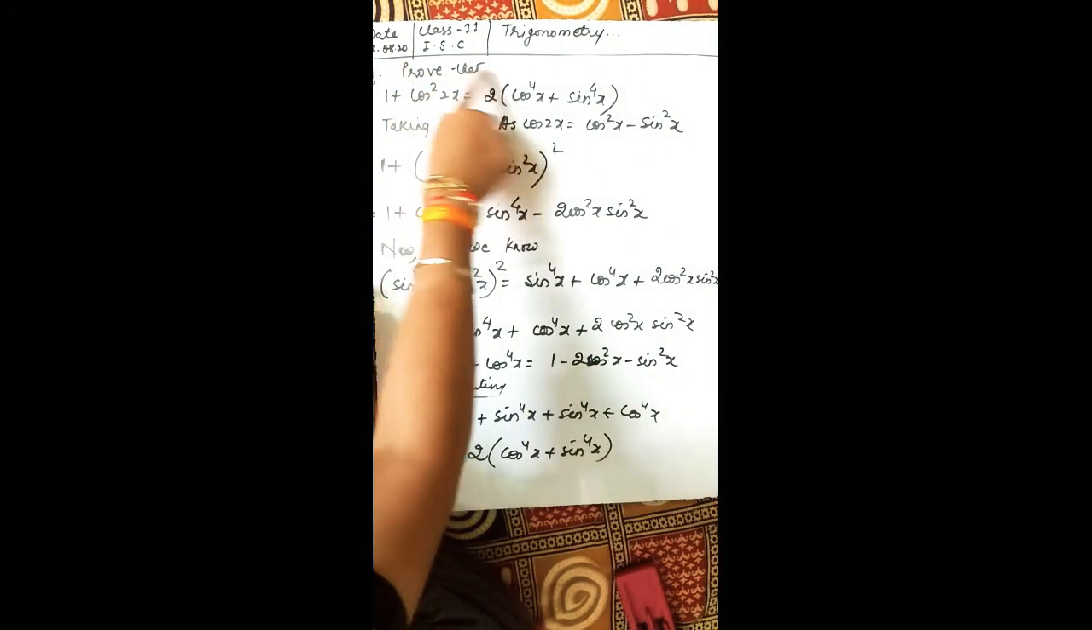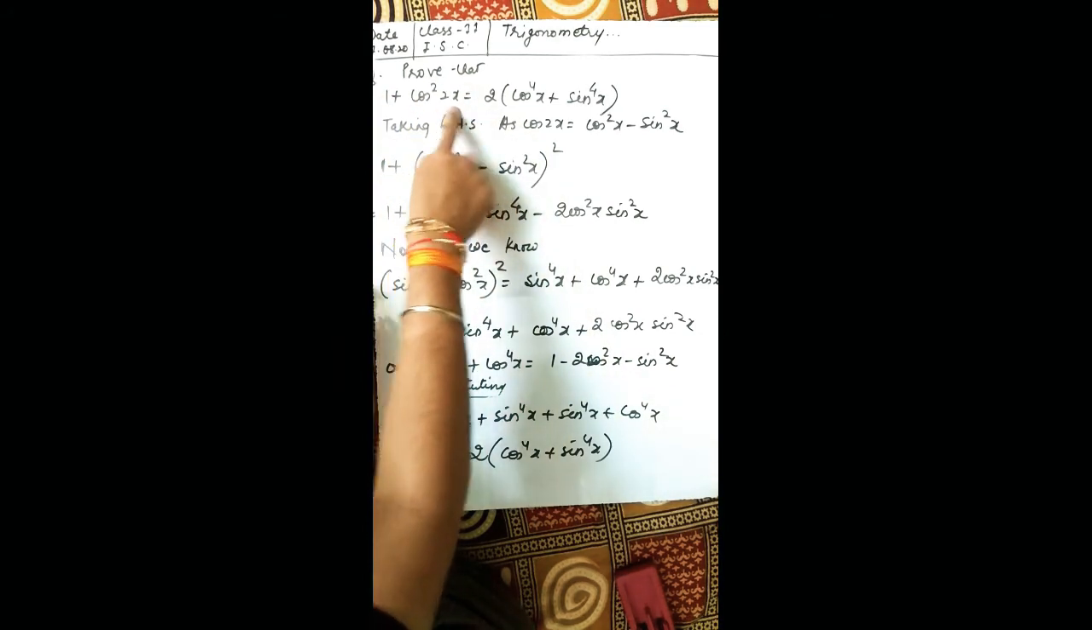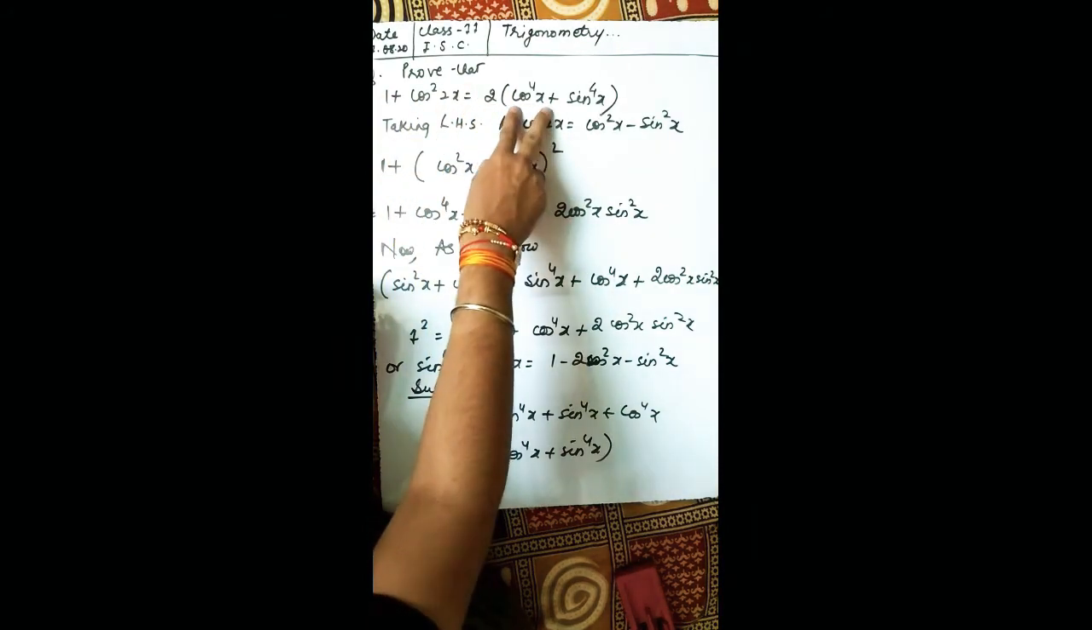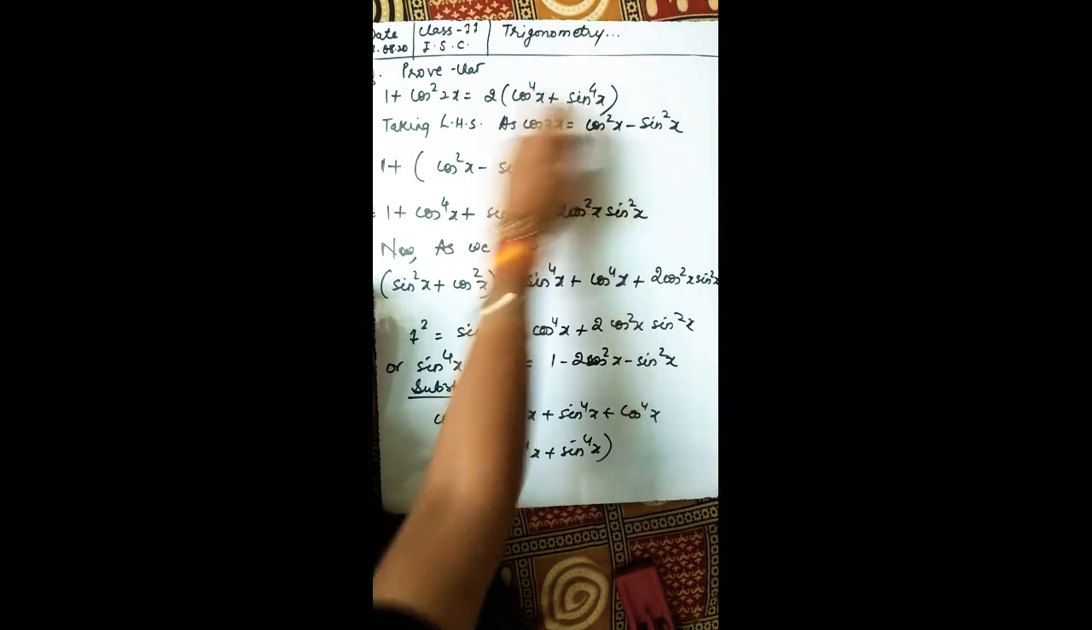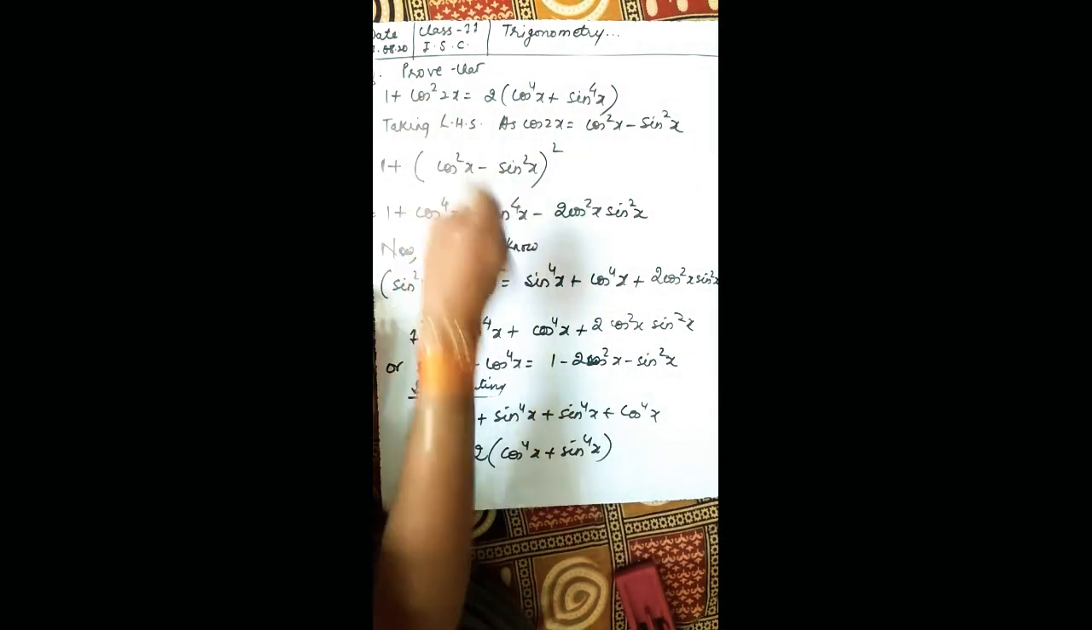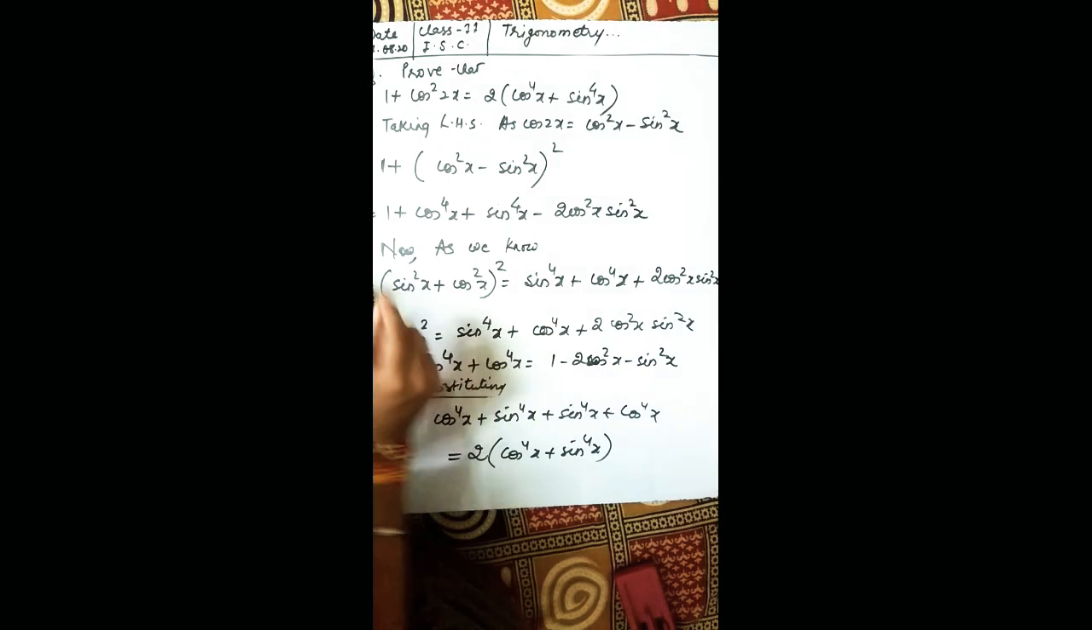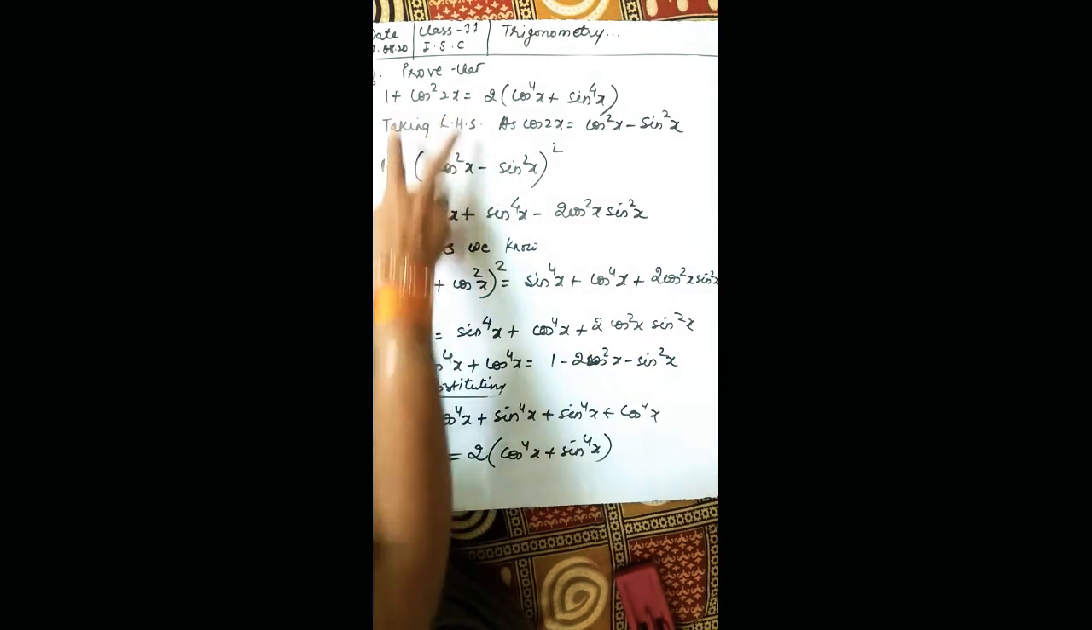It says prove that 1 plus cos square 2x is equal to 2 times of cos to the power 4x plus sin to the power 4x. This is cos square 2x, which is cos 2x the whole square. Taking LHS, we are going to take LHS.